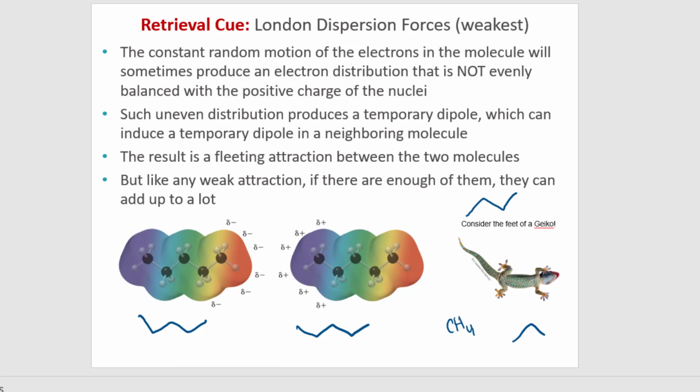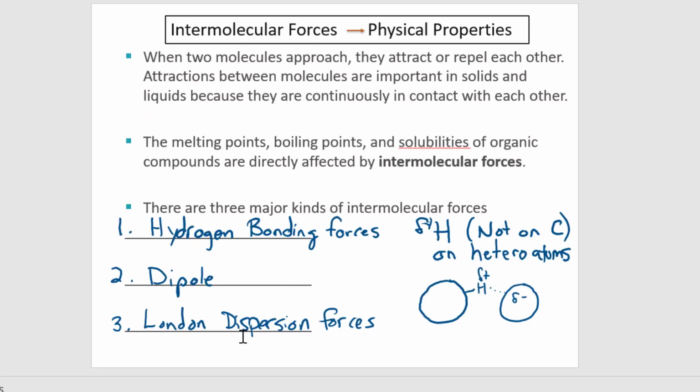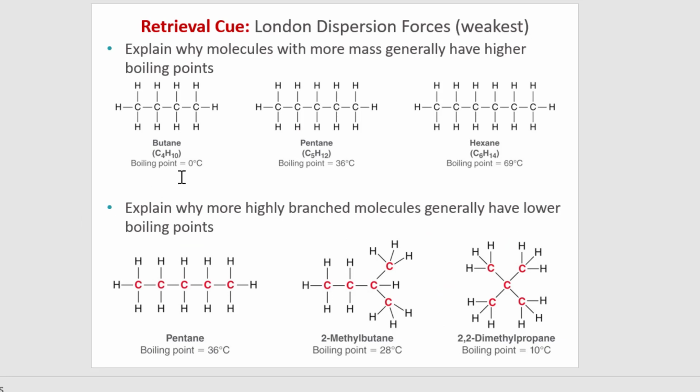His pads have a lot of surface area, and given the weight of his body, he can actually climb the wall. But these are very weak forces, so they're the last ones I need you to look for. When all else fails, you've got London dispersion forces inducing dipoles to get things to be attracted to one another. You can see this phenomenon as we move from smaller carbon chains to larger carbon chains.